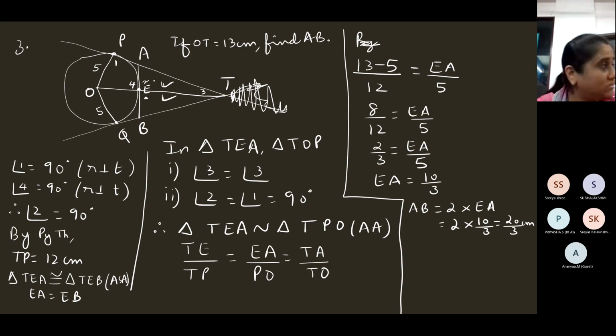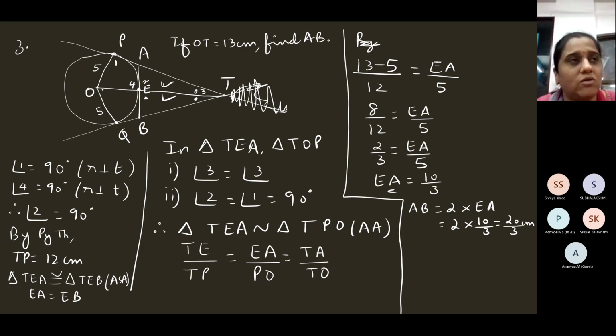So in these two triangles, you can see 90 degrees and ET is the common side. And this angle is equal to this angle because equal tangents are equally inclined to the line segment joining the center and the external point. So by ASA rule, the two triangles are congruent. By CPCT, EA is equal to EB. AB is EA plus EB, but EA is equal to EB. So find EA and double it.